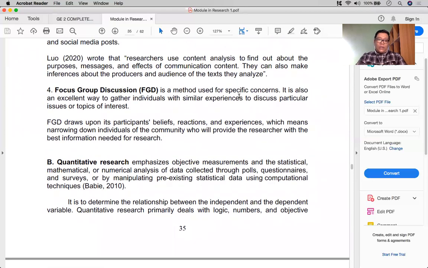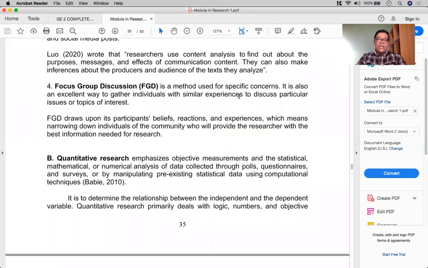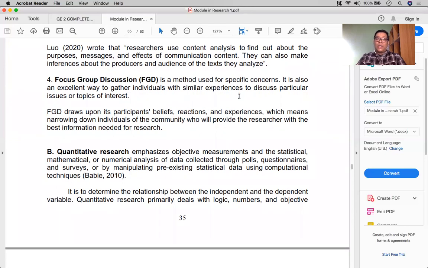Now, going back to quantitative research, this approach emphasizes objective measurements and the statistical, mathematical, or numerical analysis of data collected through polls, questionnaires, and surveys, or by manipulating pre-existing statistical data using computational techniques. This is according to Babbie in 2010.